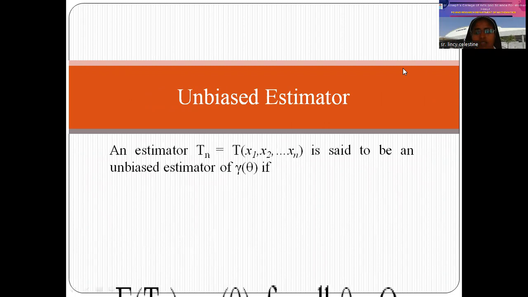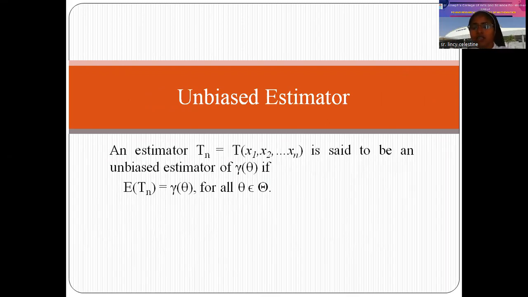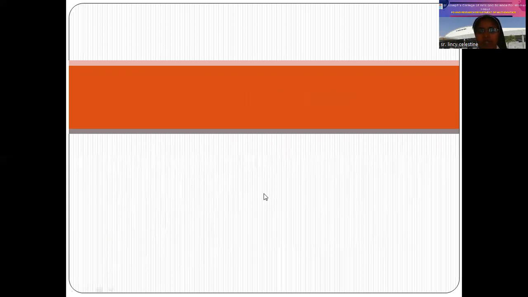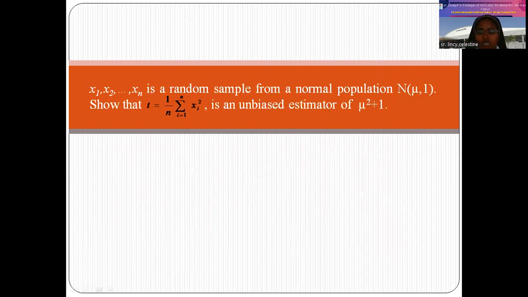And the next one, we are going to see what unbiased estimators are. Unbiased estimators, the mathematical expectation: an estimator Tn, which is a function of the observations x1 to xn, is said to be an unbiased estimator of gamma of theta if expectation of Tn is equal to gamma of theta for all theta belonging to capital Theta. Theta is the parameter, and capital Theta is known as the parameter space. For this we are going to see the example.